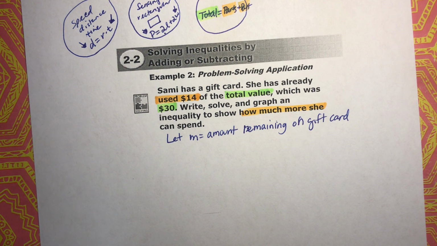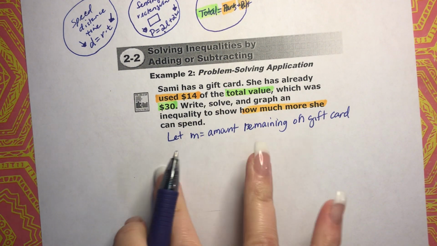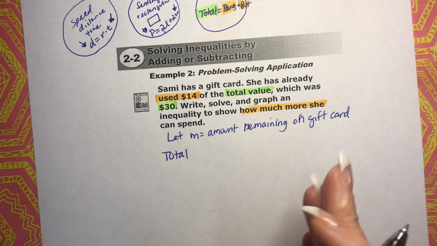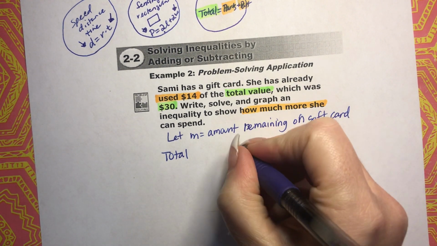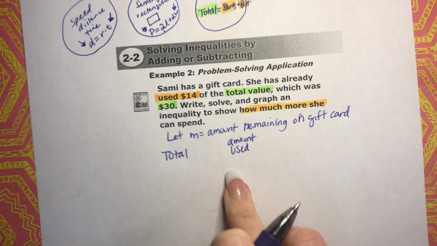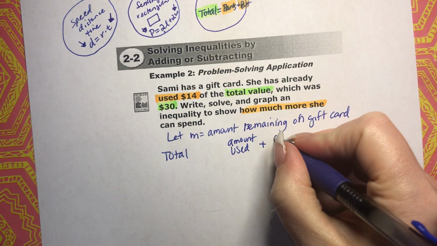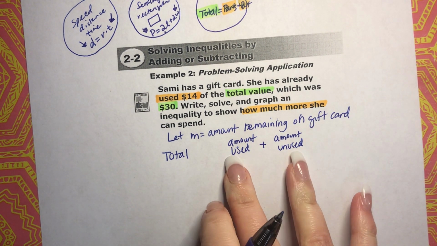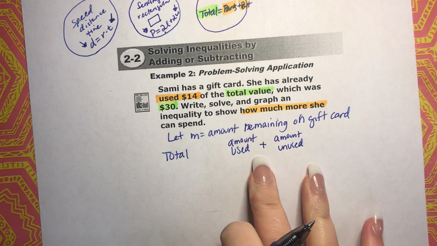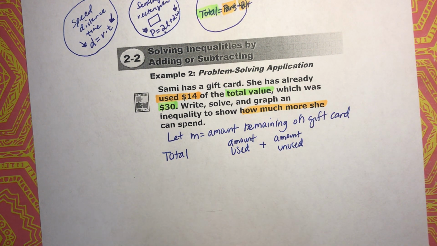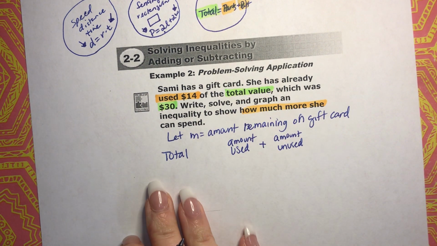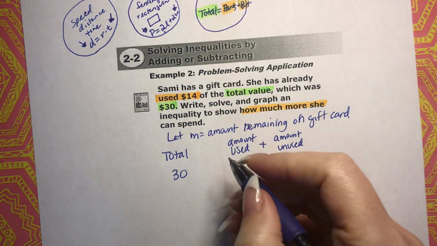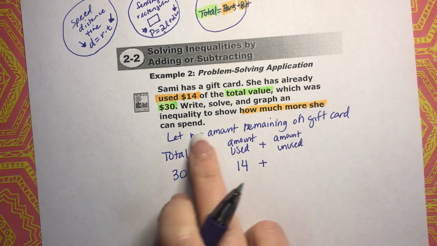So what you have is two sides of this inequality. You're going to have the total on this side, and then the amount used, added to the amount that's unused, right? And both of those values, the amount used and the amount unused, add up to the total amount. Okay, so let's go ahead and substitute those values in. The total is 30, and then the amount used is 14, plus the amount unused, we're using M.